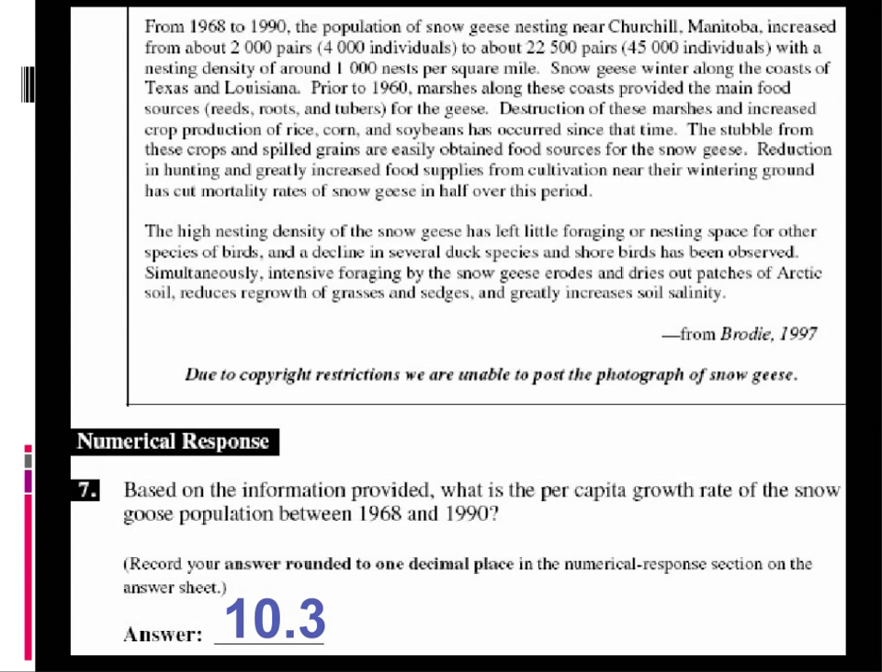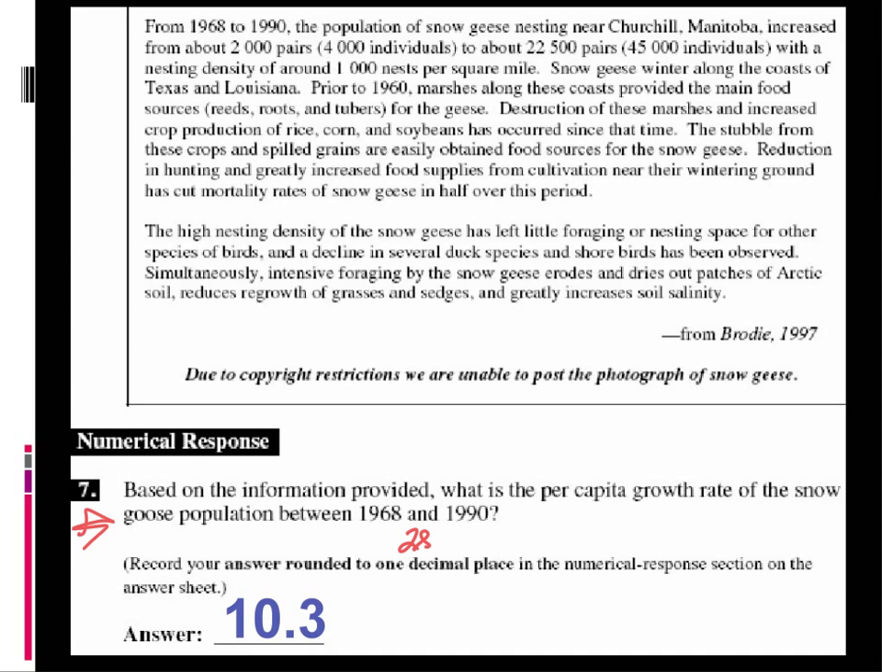Just to give you another question of the type you would see on a diploma exam, you have a question here about snow geese nesting near Churchill, Manitoba. Before you read all this information, it's always wise to look at the question. What are you being asked? What do you need to really look at and pull out? Based on the information above, what is the per capita growth rate of the snow geese population between 1968 and 1990? That's a 22-year difference.